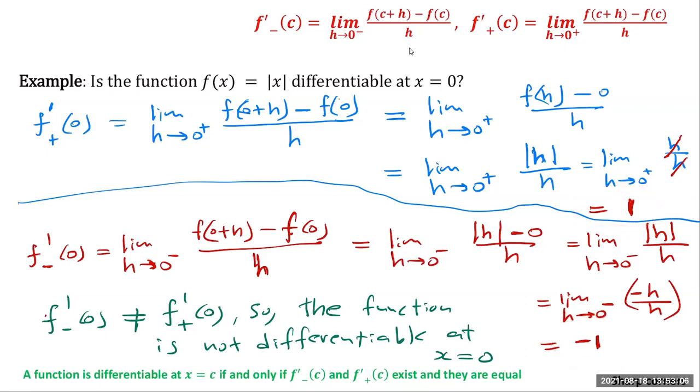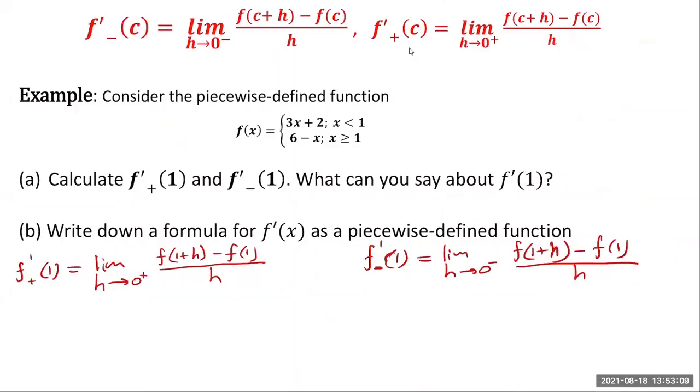All right, let's move on. Let's work on another example. Consider the piecewise defined function f of x equals 3x plus 2 if x is less than 1, and f of x equals 6 minus x if x is greater than or equal to 1. The first part asks you to calculate f prime plus 1 and f prime minus 1. That means you are asked to calculate the right derivative and the left derivative at x equals 1. Then you are asked, what can you say about f prime of 1? Or in other words, whether f prime of 1 exists or not.